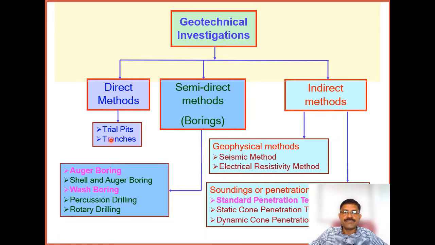This is a general overview of different geotechnical investigations. There are direct, semi-direct and indirect methods adopted here. Direct methods are trial pits and trenches, and the semi-direct methods are borings. Machines are used for boring, so we will see that one by one. Auger boring, wash boring, percussion drilling, rotary drilling, shell and auger boring, all these are different types of boring which are termed as semi-direct methods.